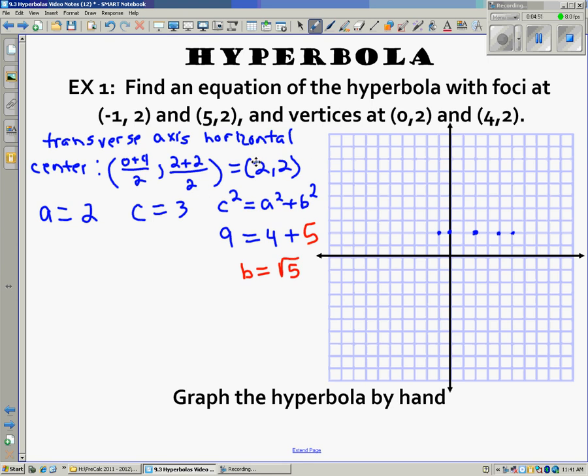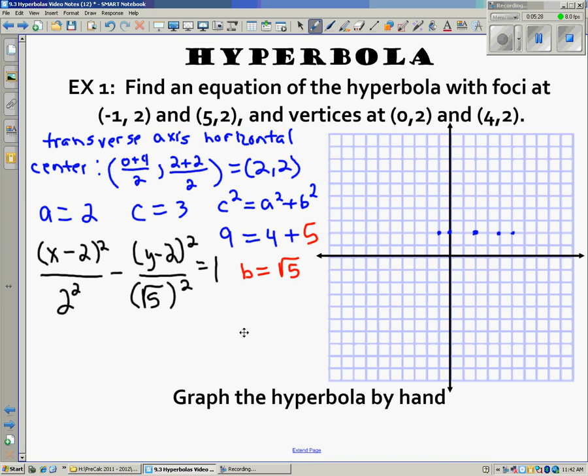I have my H and my K, and I have my A and my B, and I can write the equation. And that equation will look like this. x minus h, quantity squared, over a squared minus y minus k, and here's my k, squared, over the square root of 5 squared, and that equals 1. That is my equation. Now let's go ahead and graph this really quickly.